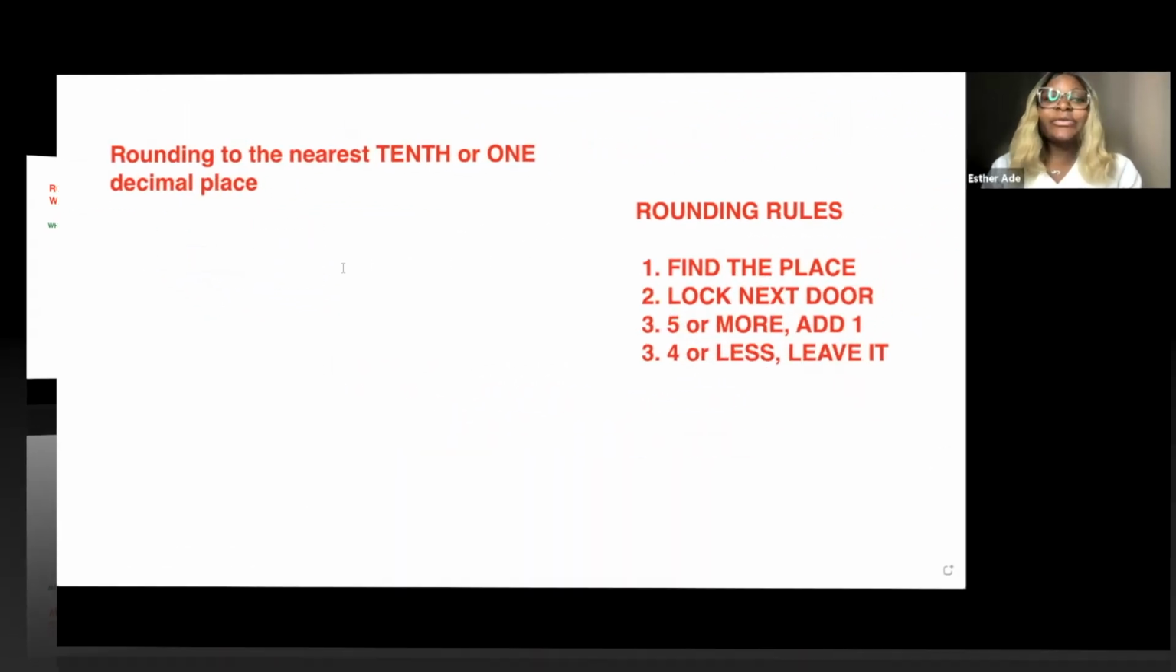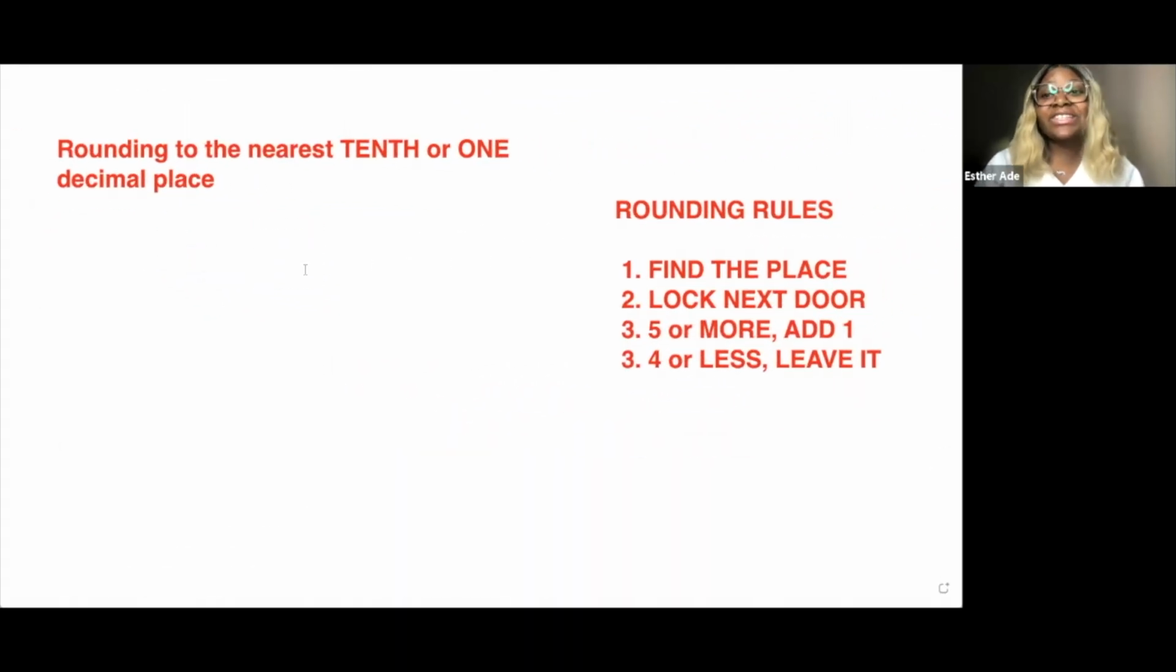Okay, so the next one we're going to look at is rounding to the nearest tenth or 1 decimal place. So don't get confused. Sometimes they might say round to the nearest tenth, and sometimes they say 1 decimal place. We're talking about the same thing. All right, so if you see either of those, it's still the same. So we said earlier that when they say round to the nearest whole number, they're basically saying get rid of the decimal. Well, when it comes to the tenth, we're not getting rid of the decimal. This time around, we need 1 number after the decimal.